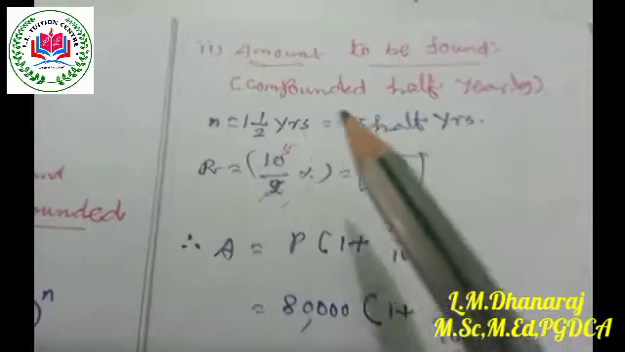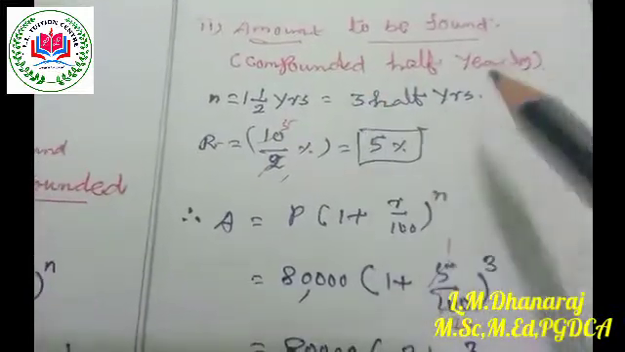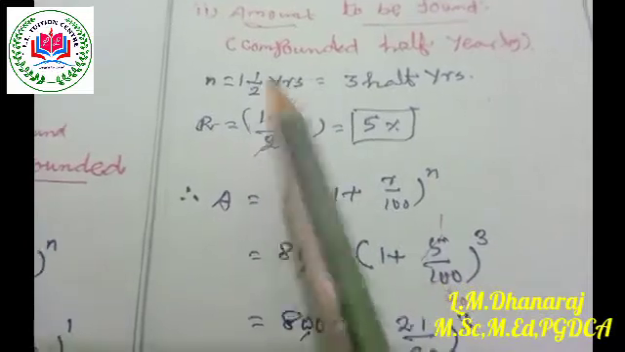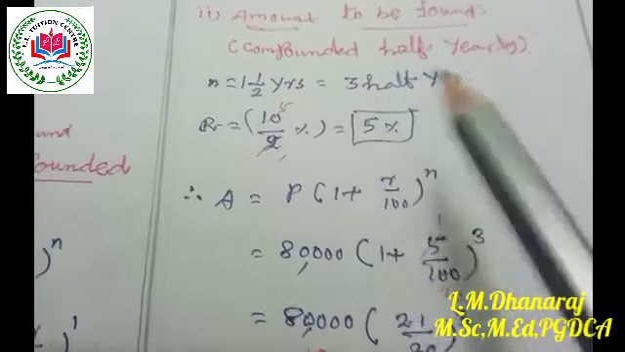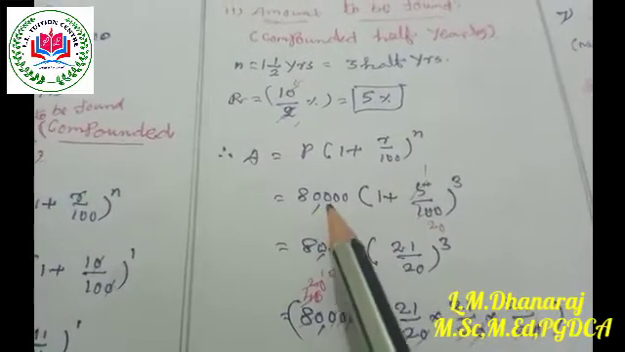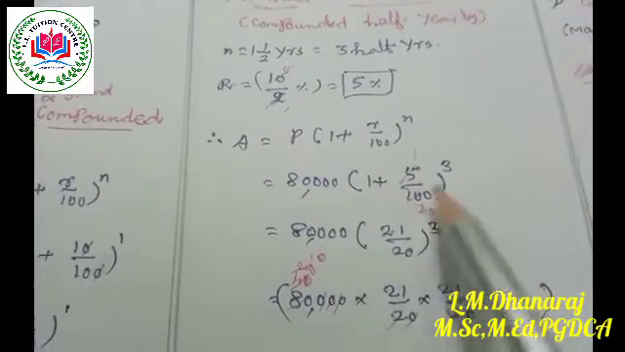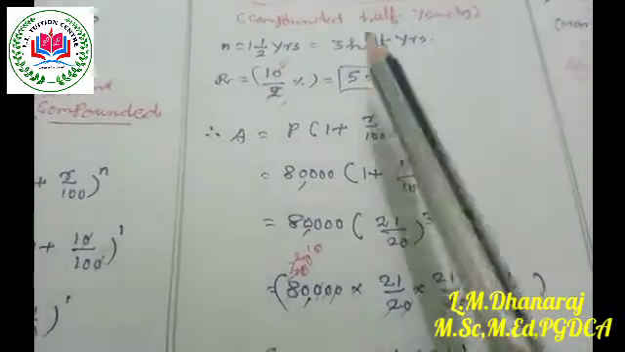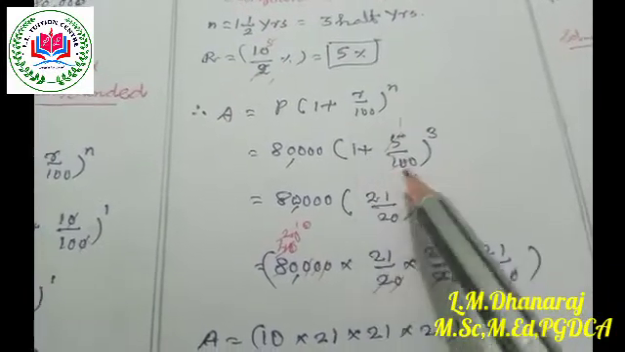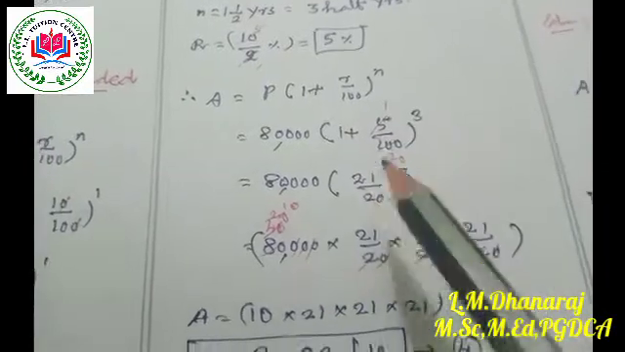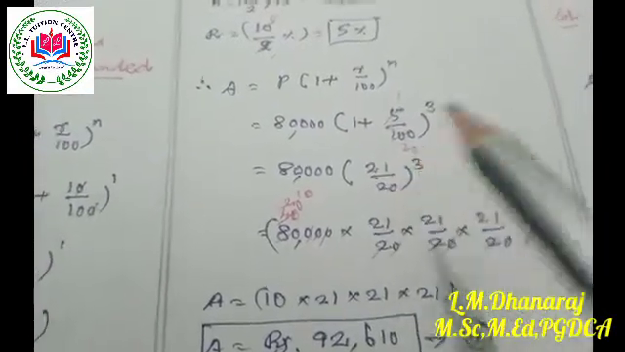Now let us move on to the amount compounded half yearly. Since it is 1.5 years, that is converted as 3 half years, because 1.5 years has 3 six-month periods. So the rate of interest has to be halved, so 10 by 2, that is 5%. So amount is equal to P into 1 plus R by 100 whole power n, that is 80,000 into 1 plus 5 by 100 whole power 3. N is equal to 3 half years. By cancellation, 1 5s are 5 and this is 20 times. 1 into 20 will be 20, plus 1 is 21. 21 by 20 whole power 3.